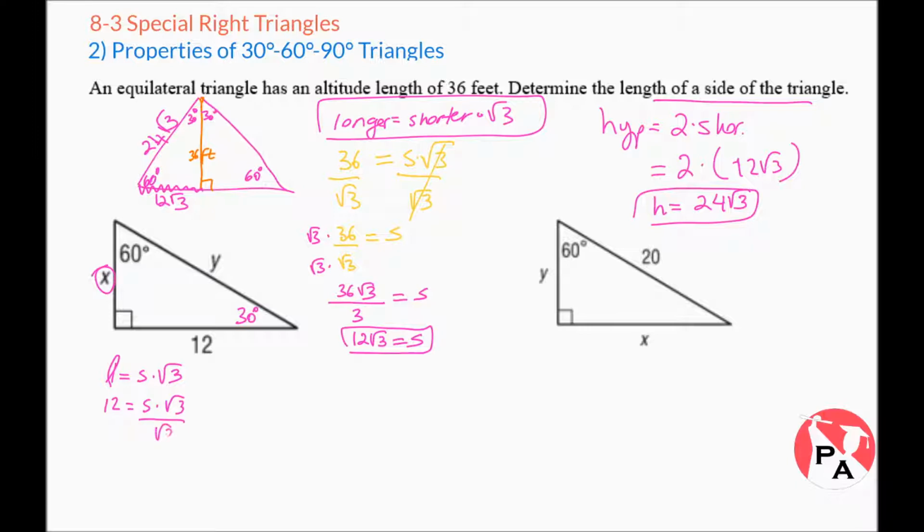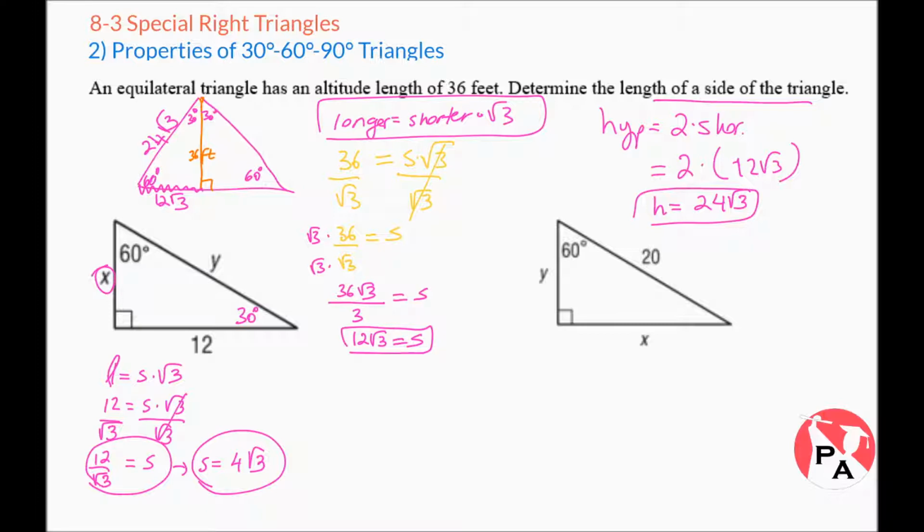Divide each side by radical 3. Now, shorter leg is 12 divided by radical 3. So if you simplify it, you're going to get the length of the shorter leg is equal to 4 radical 3. Please make sure you figure this one out by using the same method that I did right here.